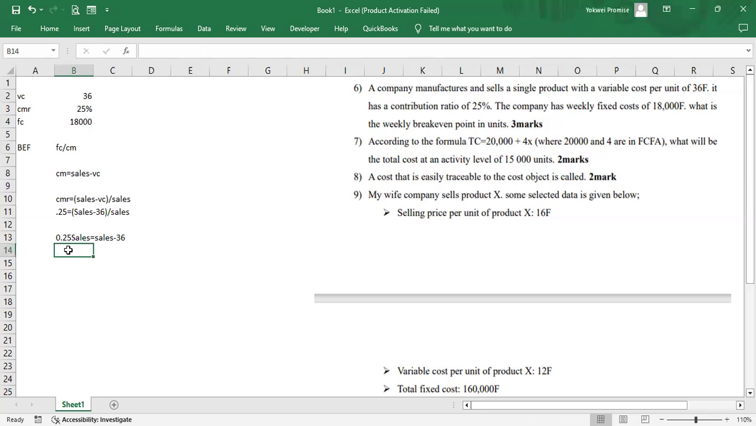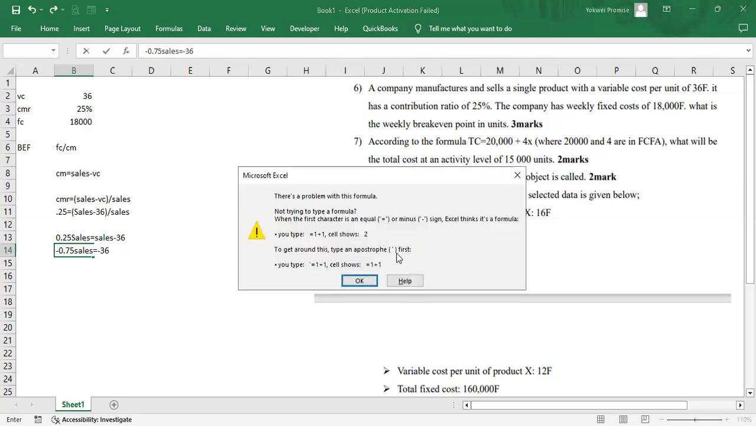Now we take this sales and send it to the other side. It will become 0.25 sales minus sales, which is minus 1 sales. So 0.25 minus 1 will be negative 0.75. Negative 0.75 sales is equal to negative 36.